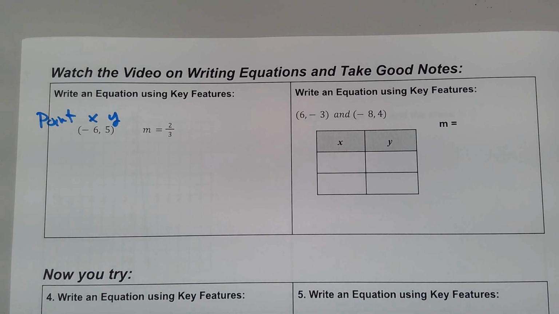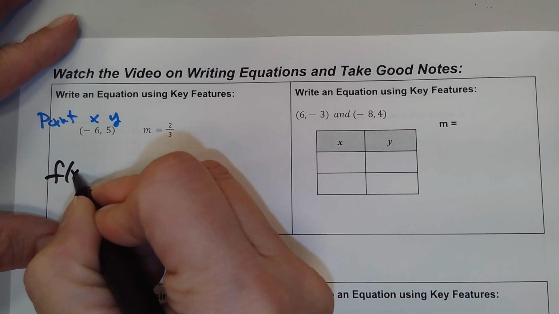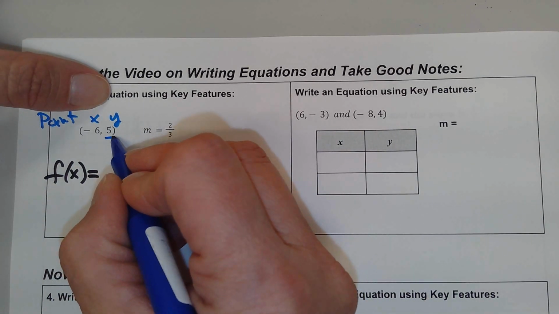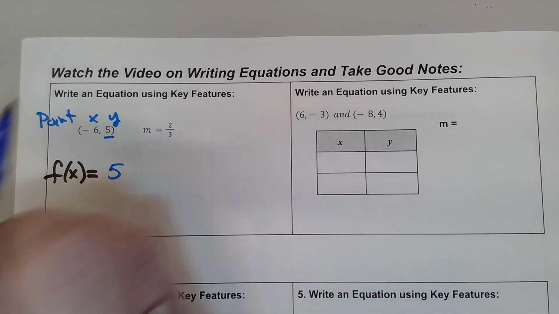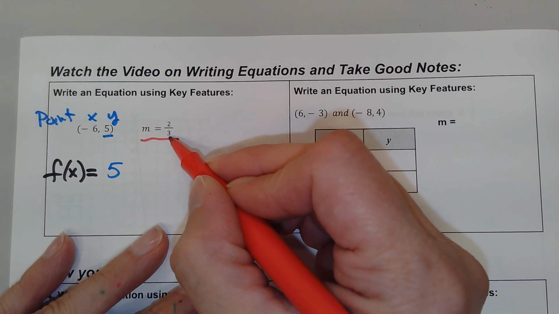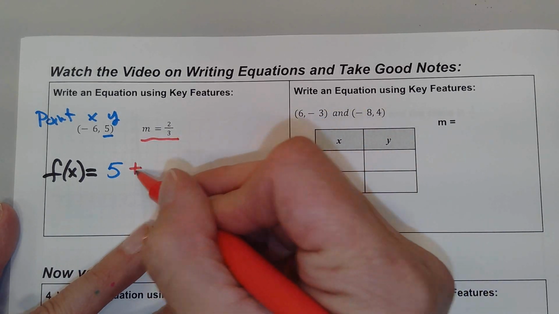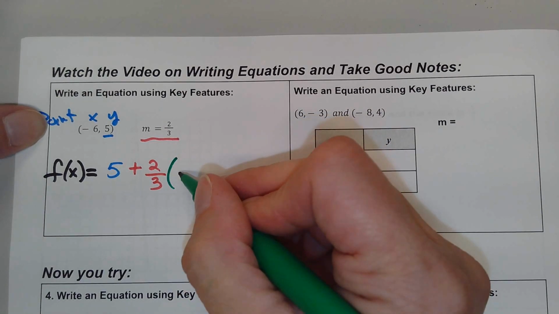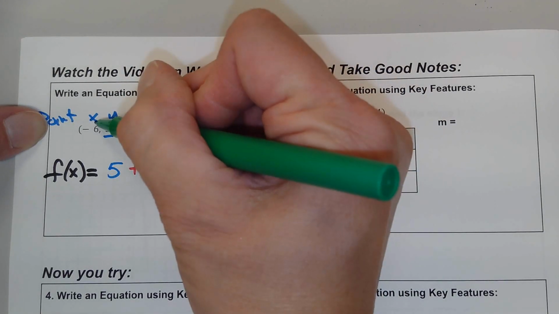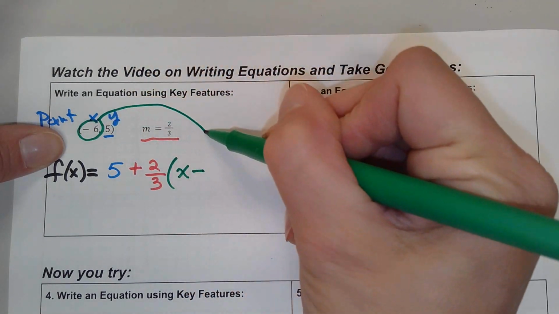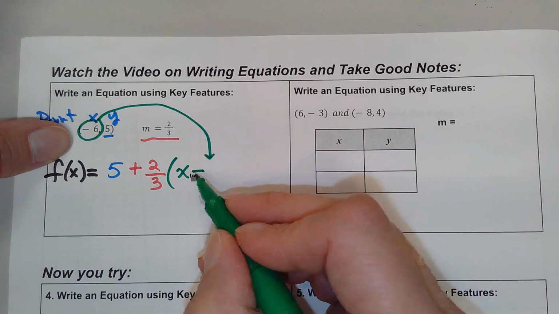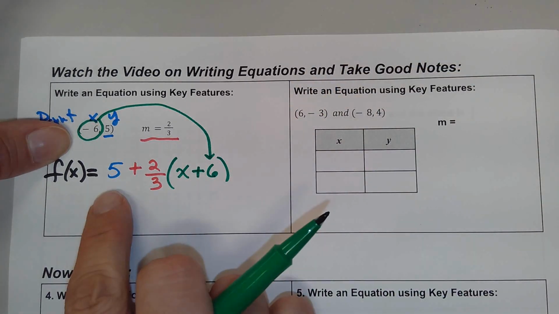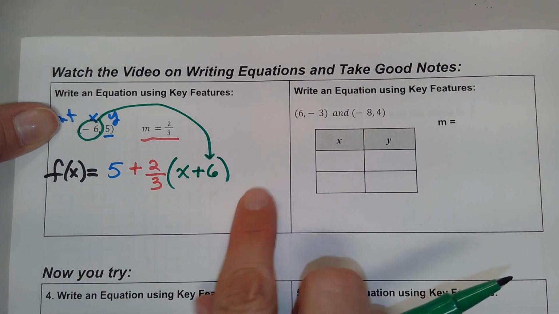To write the equation, we always start with f of x equals. The first thing I'm going to write is this y value right here. The y value is 5. Then comes the slope. Since that's positive, I'm going to write plus 2/3. Now we have parentheses, and it's time to write x minus this x number. When we put a -6 right here, minus minus becomes a positive. Some people put that +5 at the end, and it does not matter.